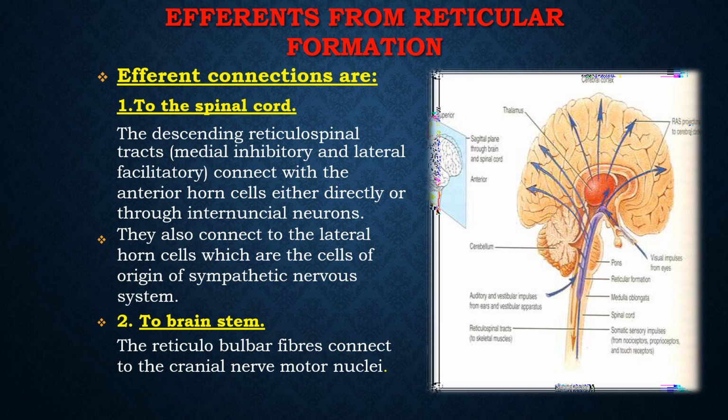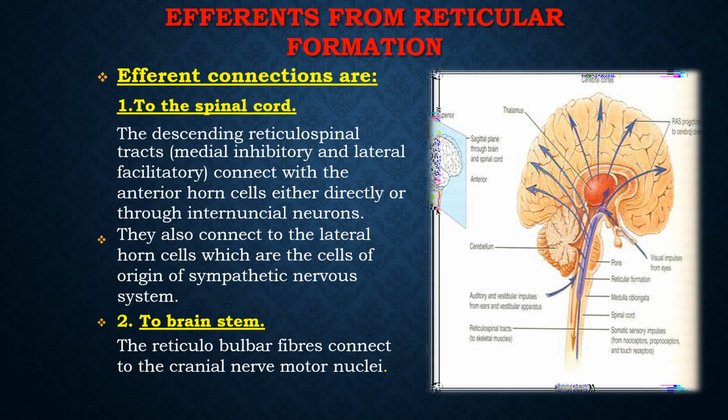So we have seen this tract in extrapyramidal, if you remember, and this reticulospinal is medial and lateral, two are there. So medial will be inhibitory and lateral will be facilitatory. So these fibers of this tract will connect with the anterior horn cells in the spinal cord, either directly or through interconnecting neurons, internuncial neurons. And they also connect to lateral horn cells, which are the cells of origin of sympathetic nervous system. So after connecting with the anterior horn cells, they will show their effect on the muscle tone.